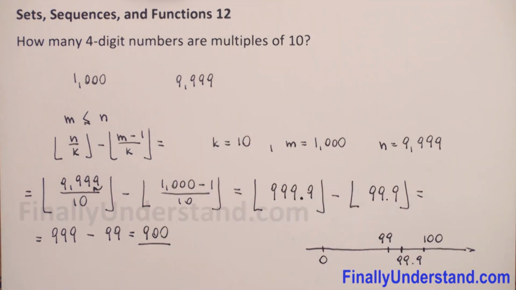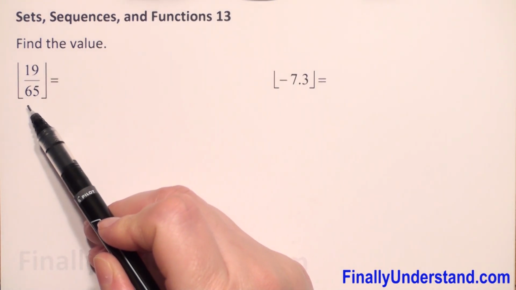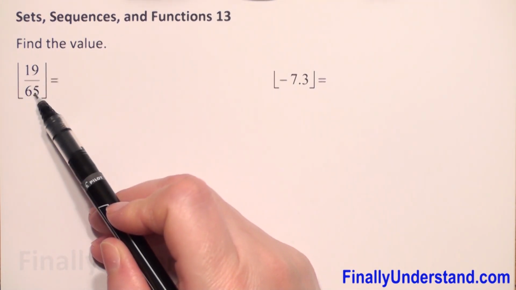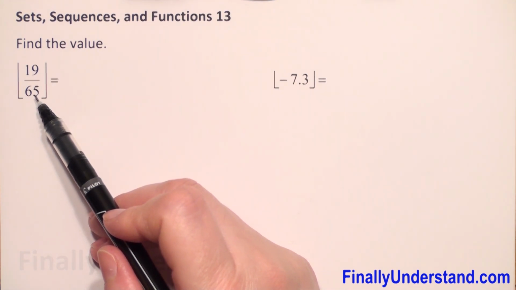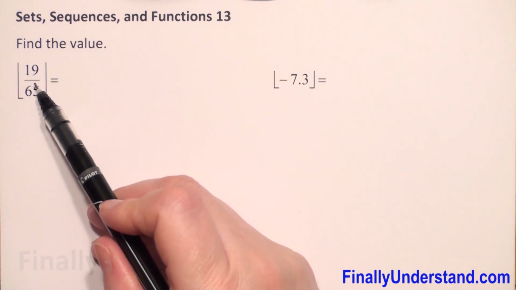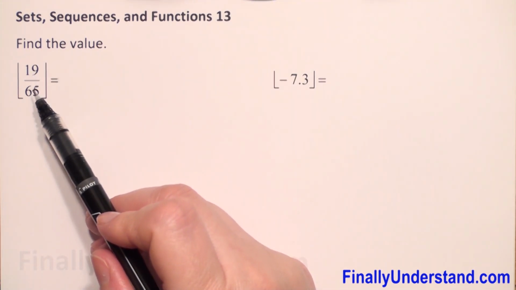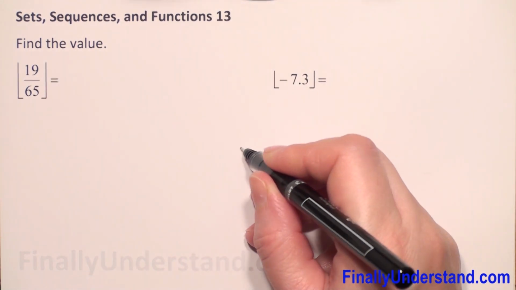This is my solution. We have to find the value. The first number is 19 over 65 between these brackets. This bracket means we have to find the floor of this number. When we find the floor of a number, it means we have to find the largest integer less than or equal to this number. We know what integers are: whole numbers, including 0 and negative values. So let me draw a number line.